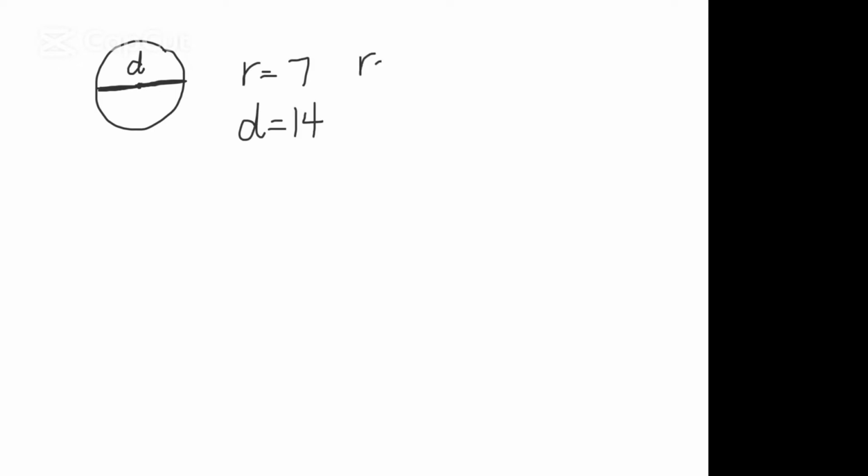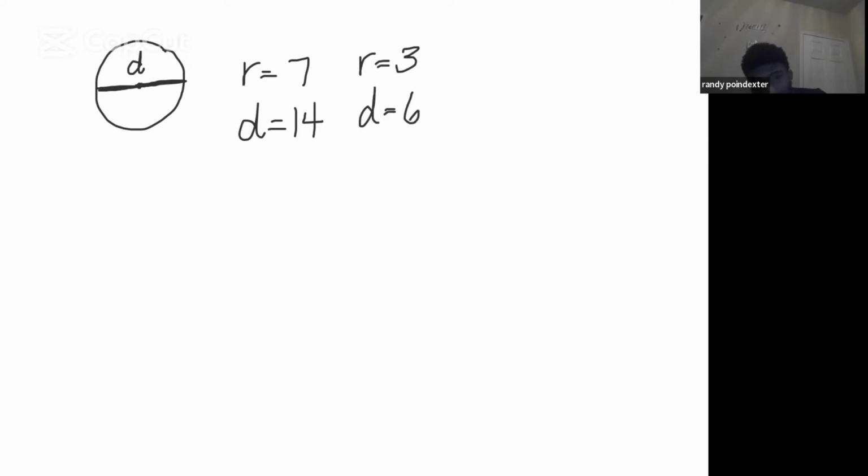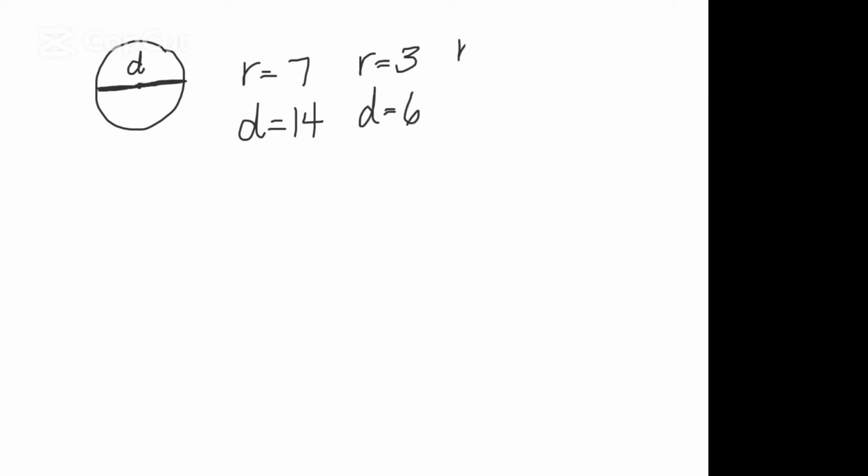If the radius is 3, what's the diameter going to be? 9. I mean 6. 6. Yeah. If the radius is 10, the diameter is going to be 20. Excellent. So there's an equation for it. Diameter is equal to 2 times radius. Okay.